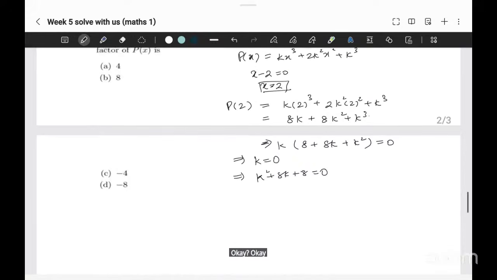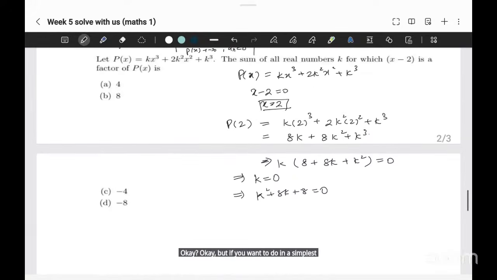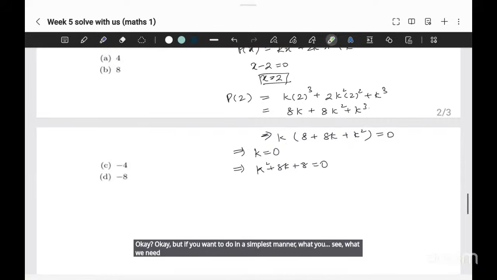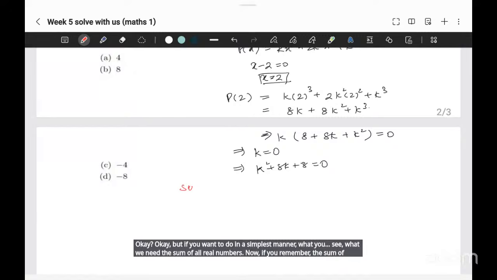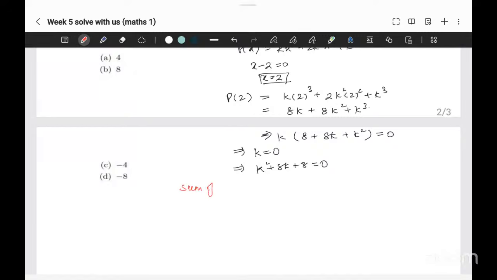But if you want to do it in the simplest manner, see, we need the sum of all real numbers. Now, if you remember the sum of roots, if I have alpha and beta, they are equal to minus b by a. Do you remember this thing?